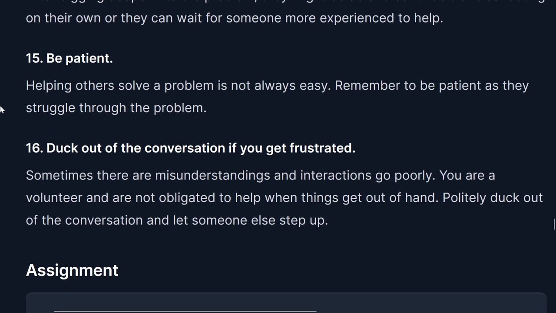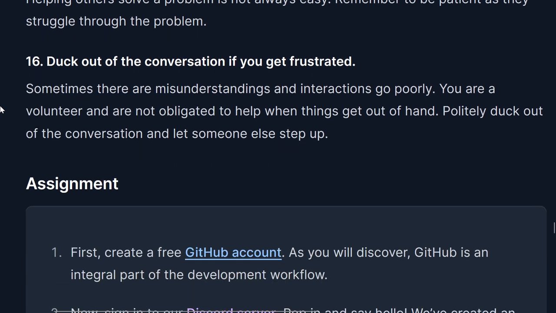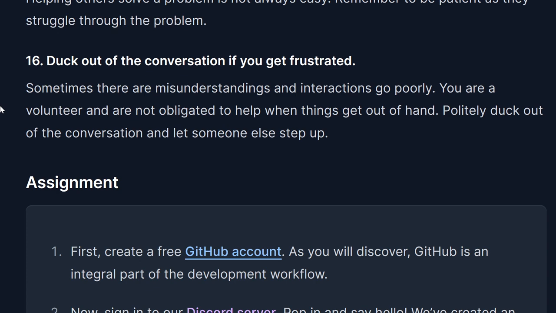15. Be patient. Helping others solve a problem is not always easy. Remember to be patient as they struggle through the problem. 16. Duck out of the conversation if you get frustrated. Sometimes there are misunderstandings and interactions go poorly. You are a volunteer and are not obligated to help when things get out of hand. Politely duck out of the conversation and let someone else step up.